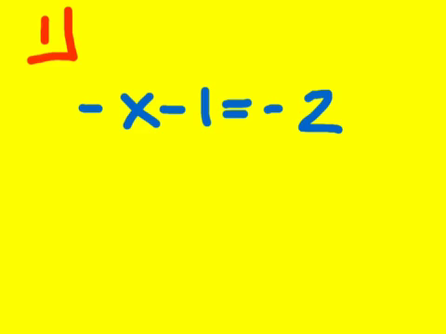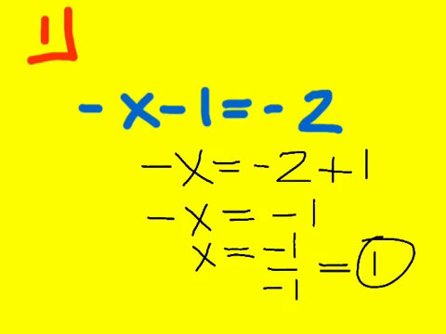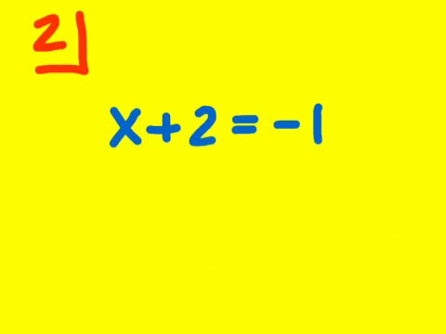You should have negative x. It would help if I had a black marker. There we go. Negative x equals negative 2 plus 1. So that should be a negative 1. And if you divide negative 1 by negative 1, positive 1.